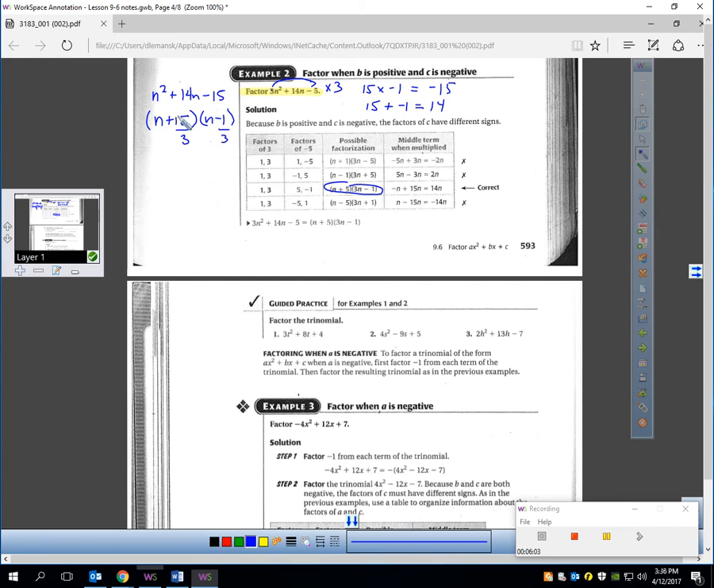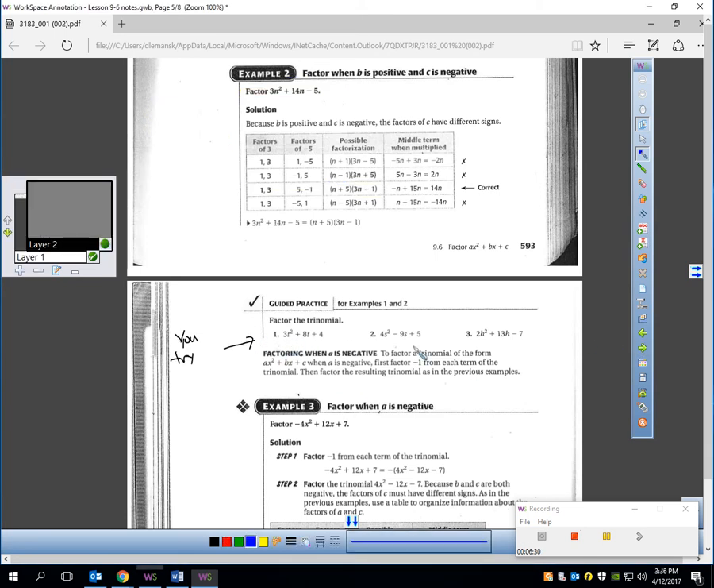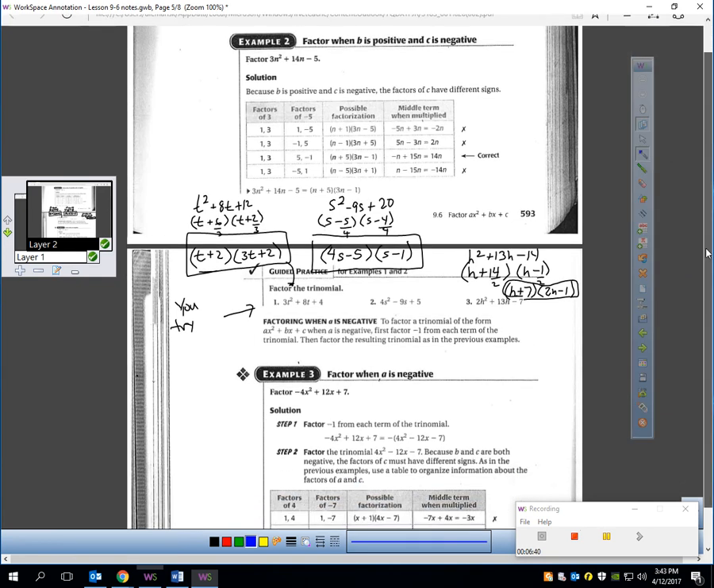15 divided by 3 works out perfectly to 5, so that's n plus 5. And 1 divided by 3 doesn't reduce, so take 3, tuck it in front, and you get 3n minus 1. And you notice that's the exact answer that the book had. Pretty simple process to do that. Okay? What I'd like you to do is, why don't you try the next 3 problems, pause the video, and try the next 3.